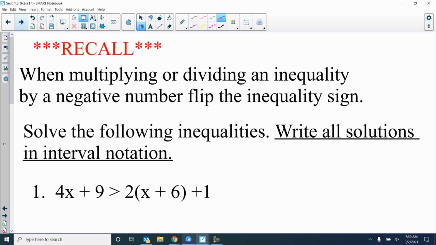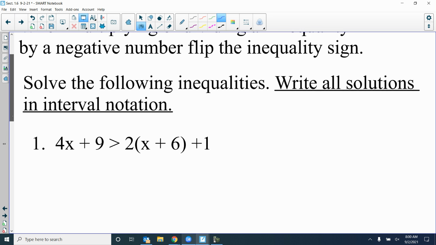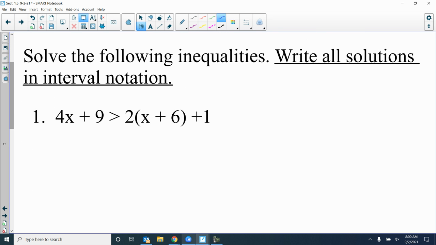All right, recall, when multiplying or dividing an inequality by a negative number, flip the inequality sign. So that's that next statement there. Okay, that's something you've had for a while. Sometimes it just slips your mind. But anytime you multiply or divide by a negative number, flip that inequality sign. Make it go the opposite way. So key thing here, we're going to solve all these inequalities and write all solutions in interval notation. So in the end, if you have x is greater than 2, write it in interval notation as well.